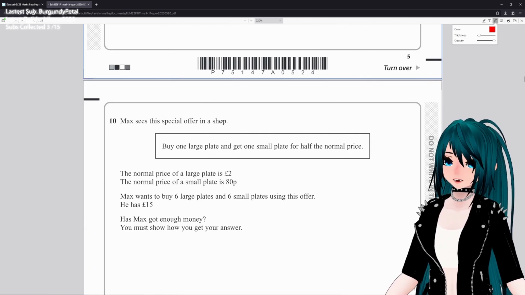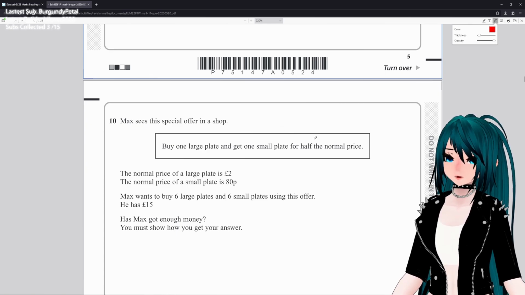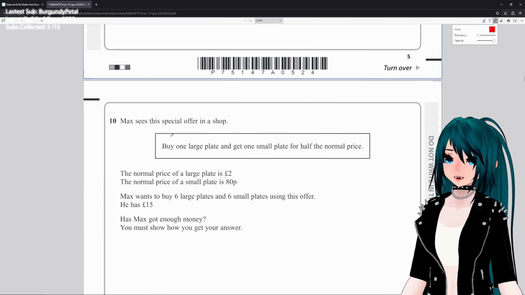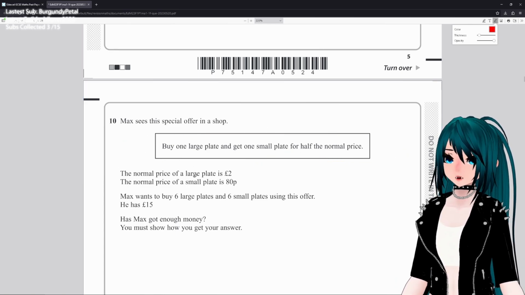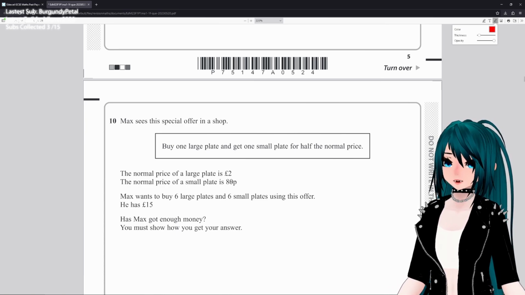Max sees this special offer in a shop. Buy 1 large plate and buy 1 small plate for half the normal price. Max, you're a fucking high school student. You don't need to worry about fucking buying plates, dude. Normal price for a large plate is £2, and the small plate is 80p.